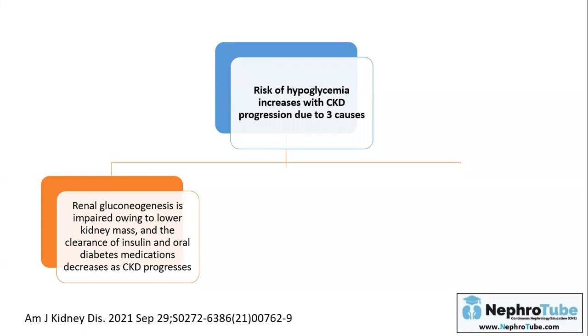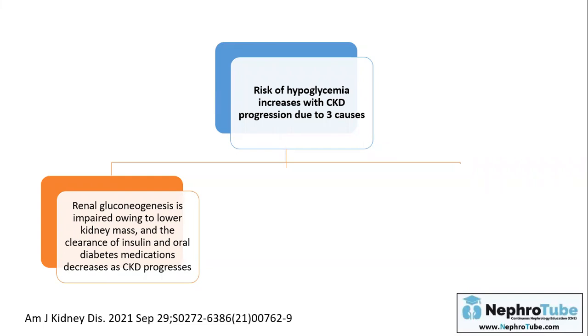The first factor is that with the progression of chronic kidney disease, the renal gluconeogenesis is impaired. We know that the kidney has a major role in gluconeogenesis. So with destruction or fibrosis of the kidney tissue, the renal gluconeogenesis decreases, and also the clearance of insulin and oral diabetic medication will decrease, which will increase the risk of hypoglycemia.